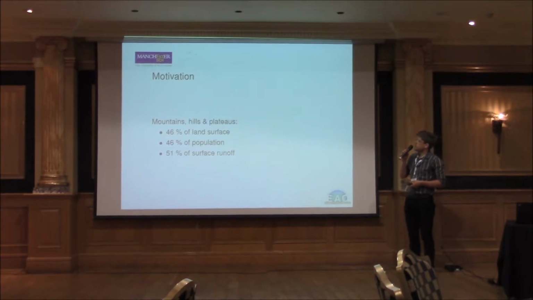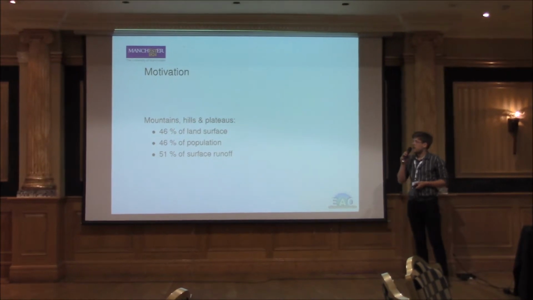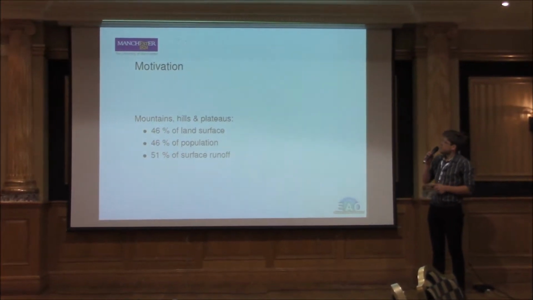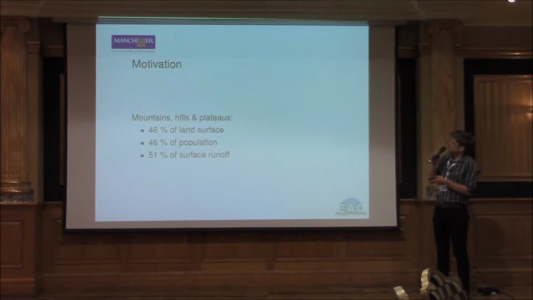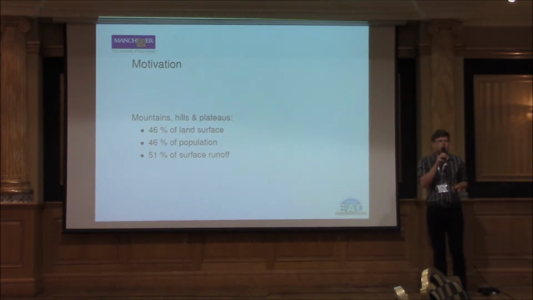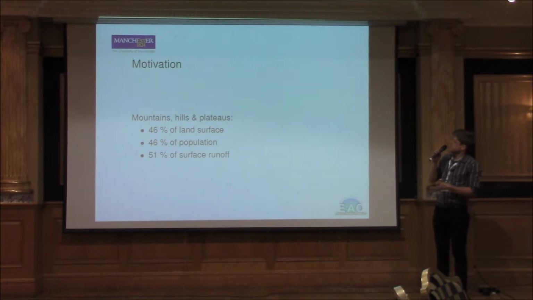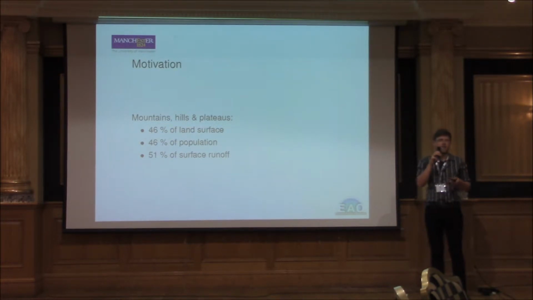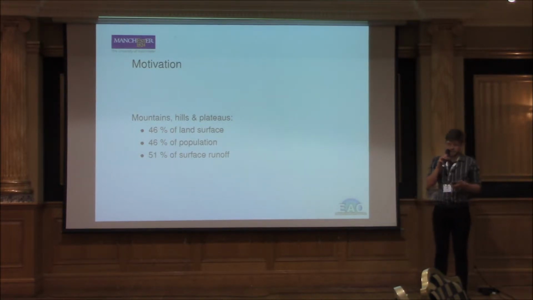I remember something I read in a book about mountain forecasting, which gave these numbers: almost 50% of the land surface, of its population, and of surface runoff consists of mountains, hills, and plateaus. So it should be quite important to understand how weather forms in these regions, because I think it has a great effect on global models, and on understanding how it changes in the future.